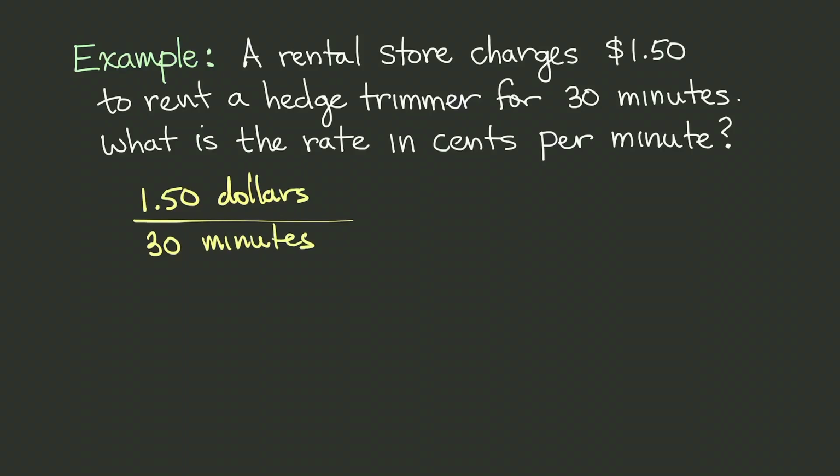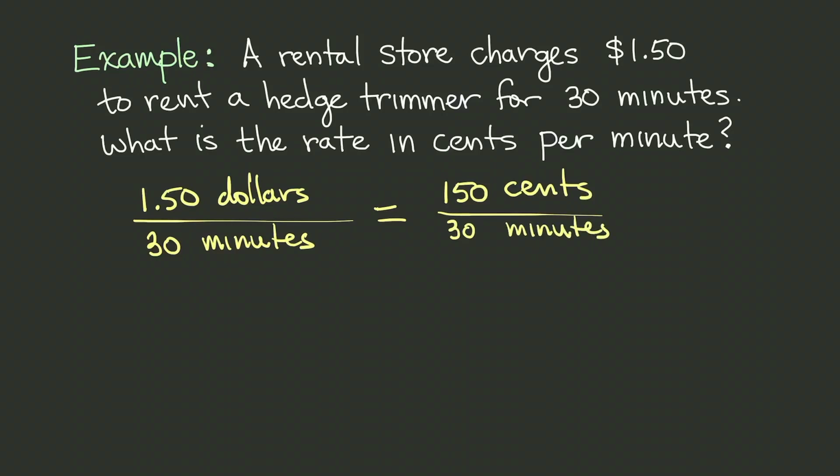But what we'll immediately notice is that we don't want our ratio to be written in dollars, we want it to be written in cents. So I'm going to change that to cents. Well, we know that $1.50 is going to be 150 pennies, or 150 cents. And that's over 30 minutes.